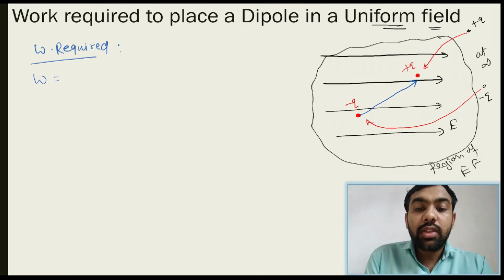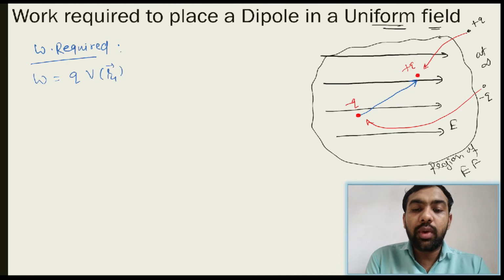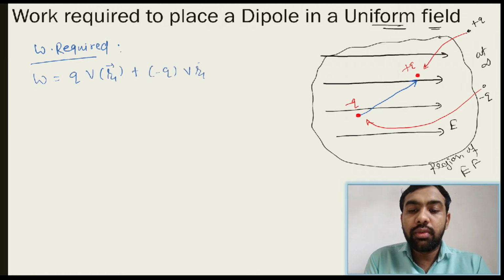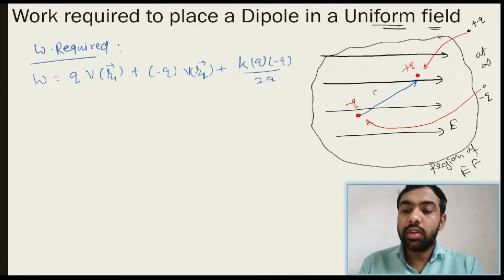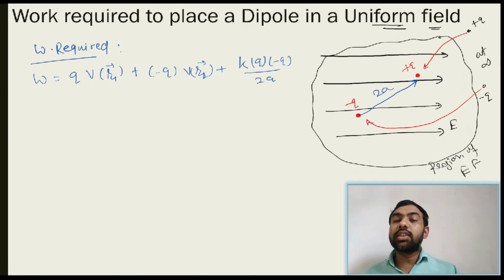So let's consider this: q into V of r1 plus minus q into V of r2 plus k q1 q2 upon distance. Suppose the distance is 2a. That is a general, very well-known theory, as we discussed in the previous sessions. Work required to create a charge pair in the external field.